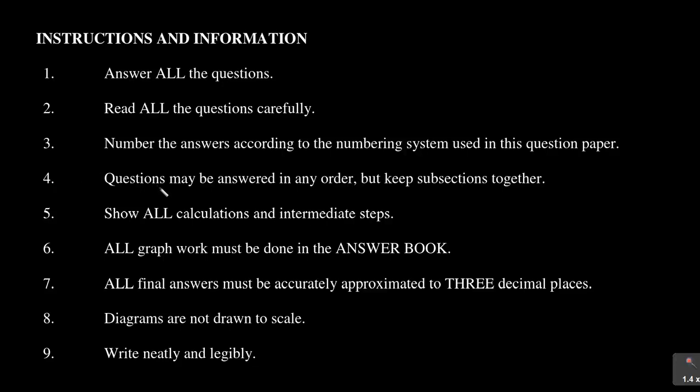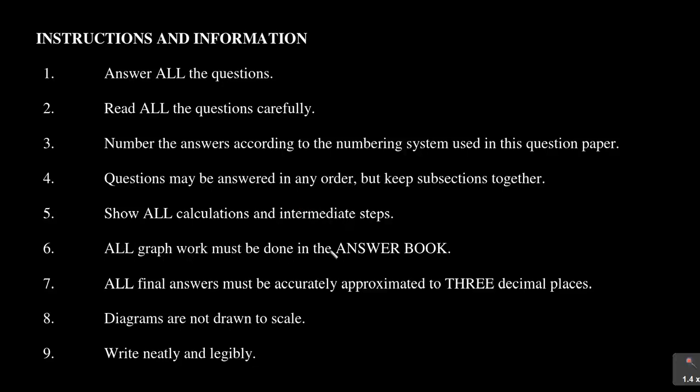And then it says questions may be answered in any order, but keep the subsections together. This is important because if you are comfortable with starting with question number 4, you must feel free to start with question number 4. But the moment you start with question number 4, for example, make sure that you answer every question involving question number 4, so that you do not mix the subsections and cause confusion to the markers. And then it says you must show all your calculations and intermediate steps. So don't ignore this part, because remember, in mathematics we are not only interested in the final answer, but in how you went about towards the answer.